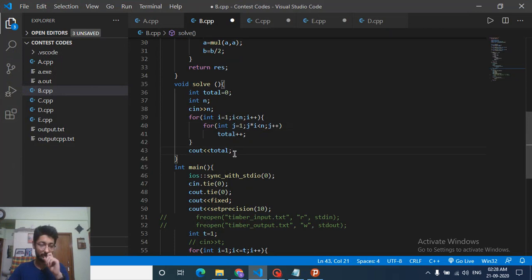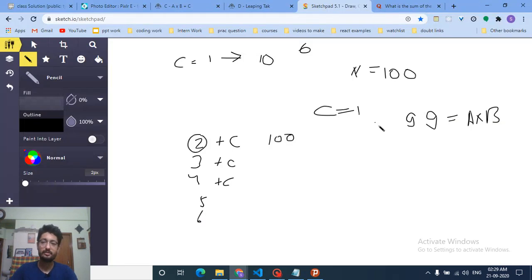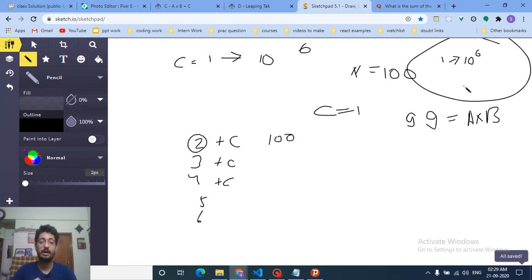The second way you can do this is to pre-compute all the possible factors for every number from 1 till 10 to the power 6. There's an article on GeeksforGeeks on how to pre-compute the factors for all the numbers in one go. And once you have computed the factors in a relatively small time, then for every C value, you can find the number of factors for A into B.